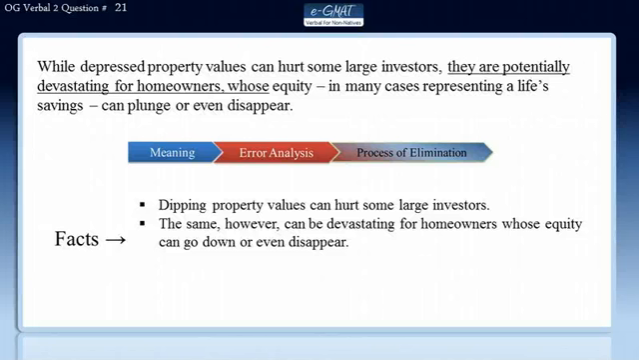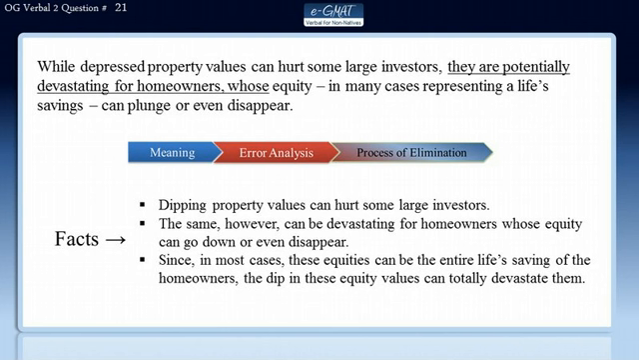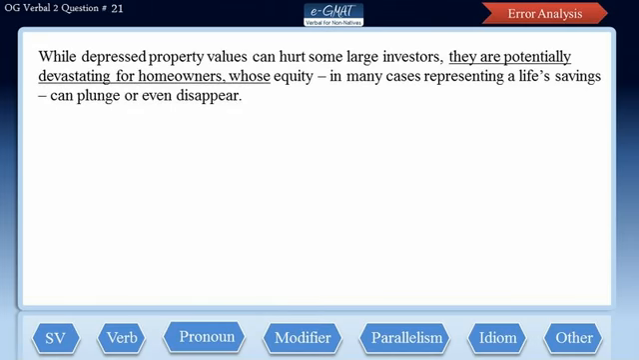Now, notice that devastating denotes a higher degree of hurt than can hurt. So dipping property values can devastate homeowners. Now, how does that happen? Since in most cases these equities can be the entire life's savings of the owners, the dip in these equity values can totally devastate them. Now let us evaluate the errors in this sentence by splitting it into its clauses.